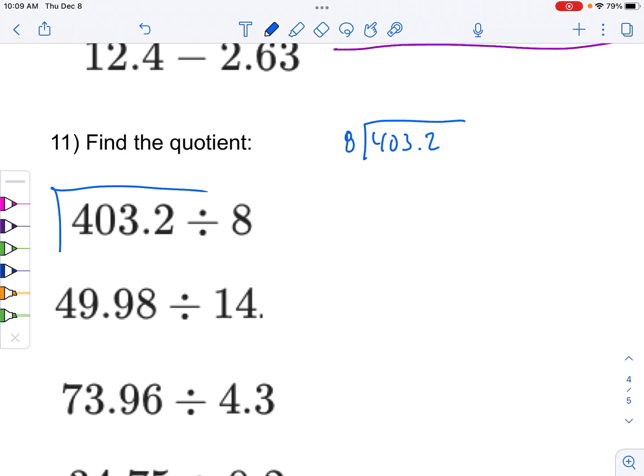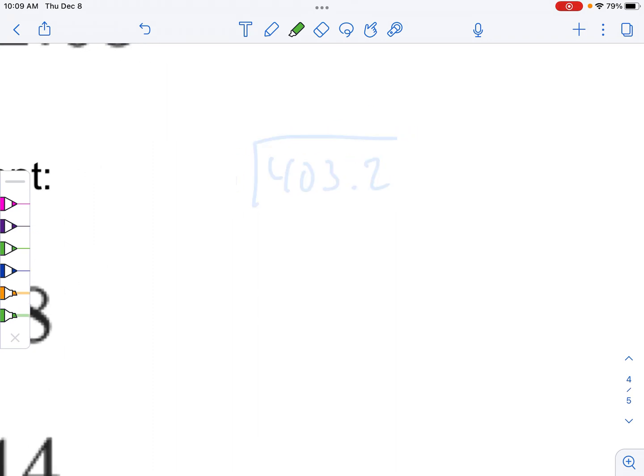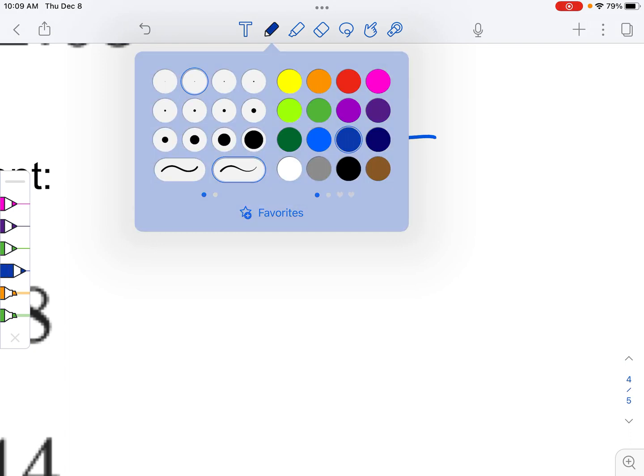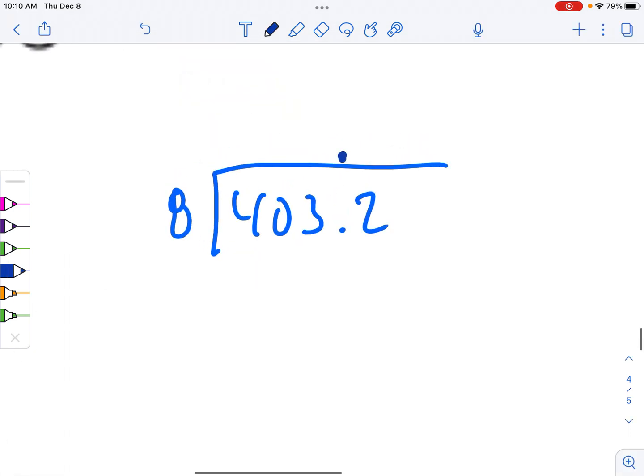403.2 divided by 8. Now, I can have a decimal inside here, so I'm going to leave this alone. I just can't have decimals out here. So this one is good to go. Let's go to work on this. So 8 goes into 4. I'm going to put the decimal in here so it's all done. 8 goes into 4 0 times. 8 goes into 40 5 times with 0 carrying over.